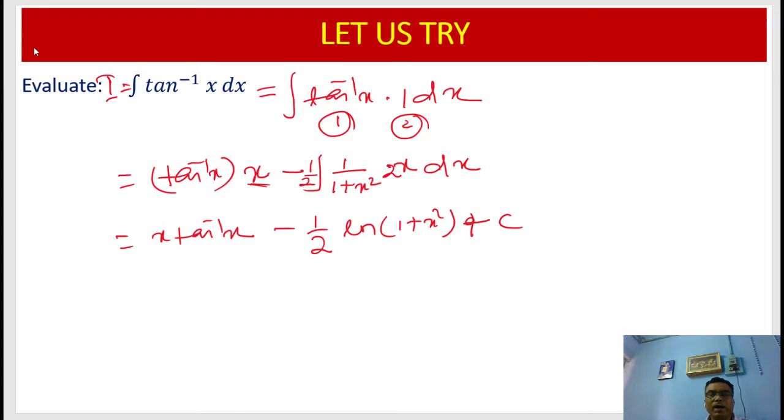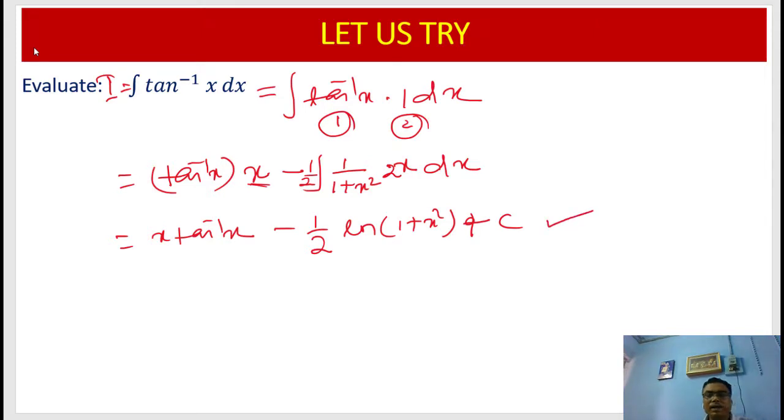Okay. Now just mark why I didn't give the modulus sign here: because I confirm 1 plus x square is always positive. So mod of a positive thing is itself. Therefore you may avoid mod when you confirm that inside the log this function is positive. Now I got the answer.